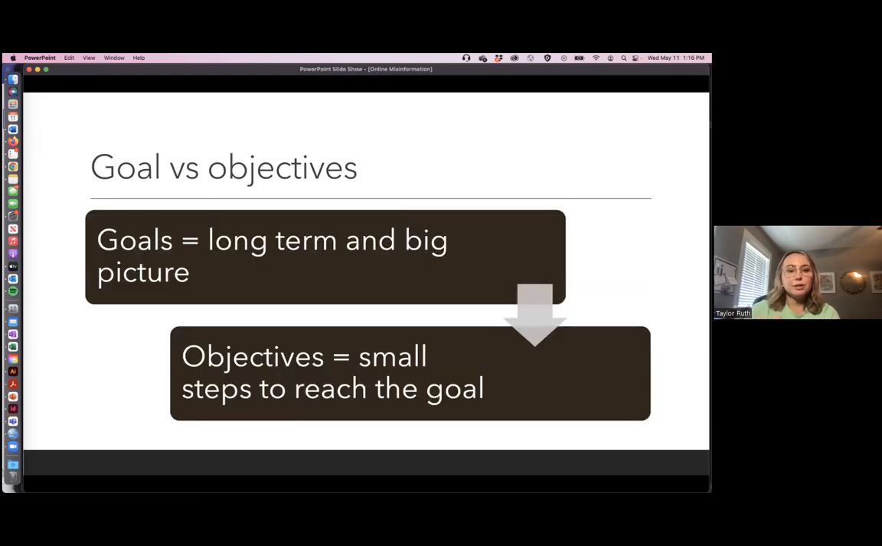So we're going to go through these a little quickly here. With our goals and our objectives, the goals are going to be your long-term, big picture thing that you're trying to get across to your audience. The objectives are going to be those small steps to reach those goals.